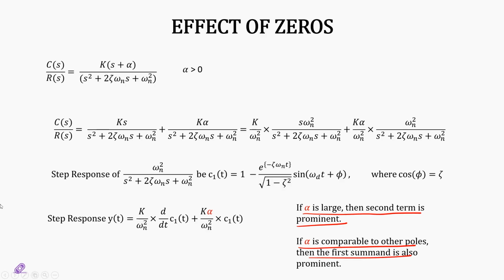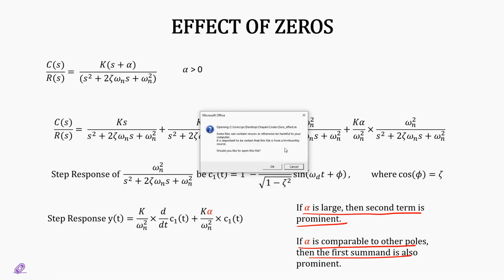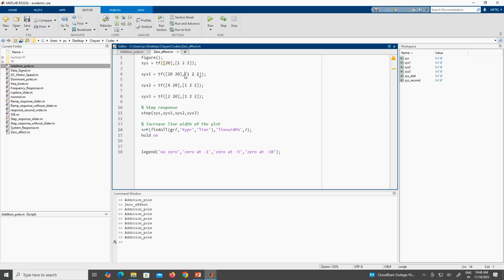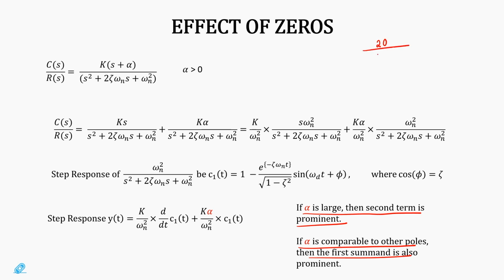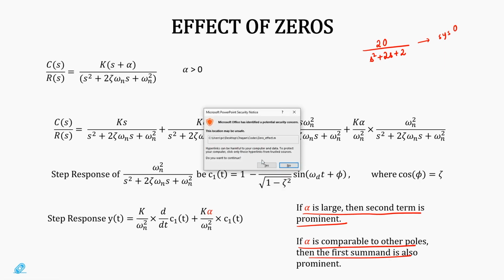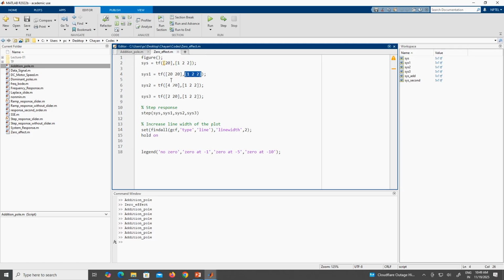We can see this with the help of a simple simulation also. Let us look at the simulation. Here I have 4 systems. The first one is 20 by s square plus 2s plus 2. Let me just write it down. So, 20 by s square plus 2s plus 2 is the first system that I have taken, the 0th system. Let me take the other three. The denominator is s square plus 2s plus 2 in each case, but the numerators are 20s plus 20, 4s plus 20 and 2s plus 20.